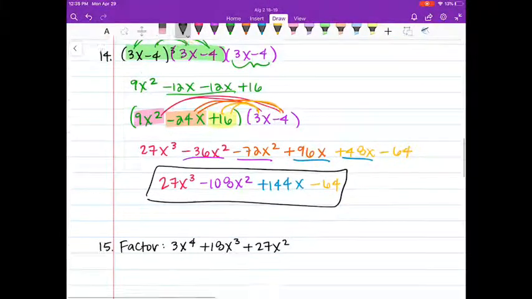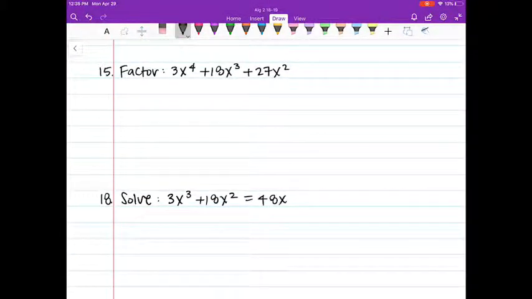Welcome back. Also in Chapter 5, we did a lot of factoring. So for these, the first thing that we always want to check for is a greatest common factor.